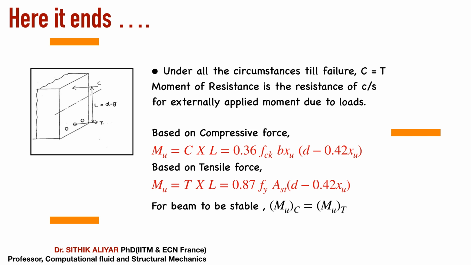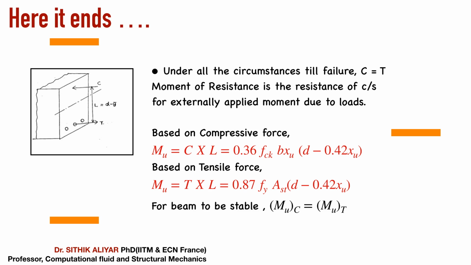So based on compressive force, moment will be equal to, I hope you know what moment is. Moment is nothing but force into distance. The force we have calculated is 0.36 FCK into B into XU. 0.36 FCK is stress, B into XU is area. So stress into area into distance. What is the distance? If you see the left side figure, D minus Y bar is the distance between the C and T, because the moment which is about to generate is force into distance.